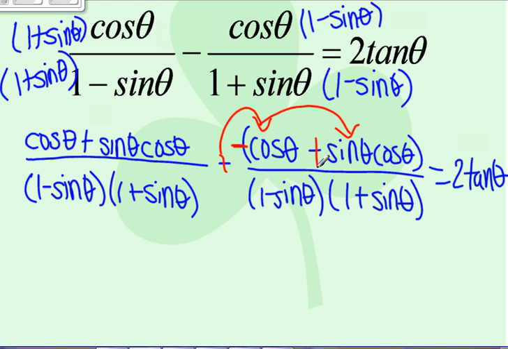simplify what's in the top. So I've got a cosine minus a cosine, those cancel. And I've got a sine cosine theta plus a sine cosine theta, which gives me 2 sine theta cosine theta.